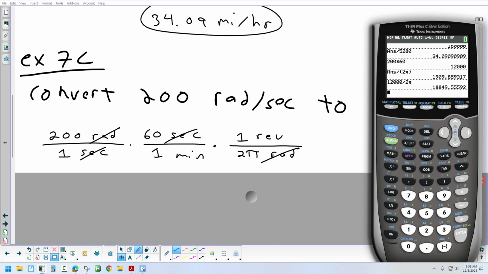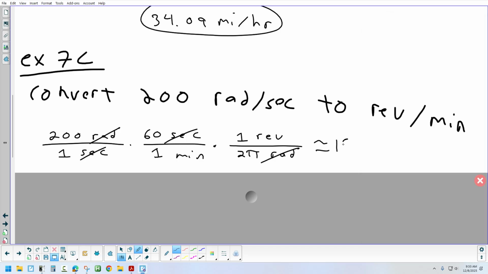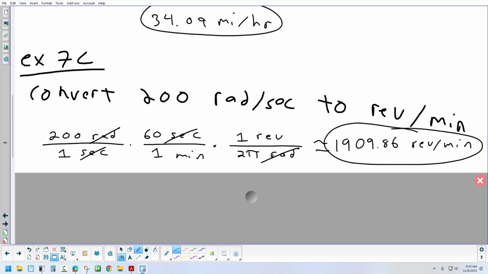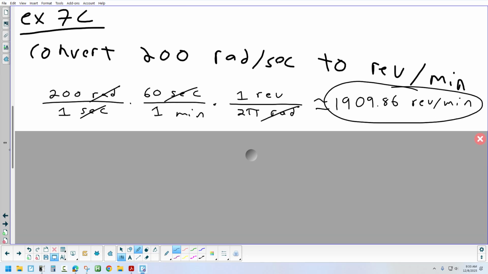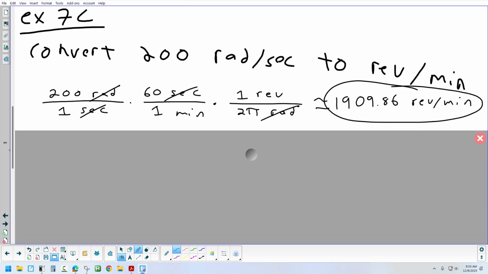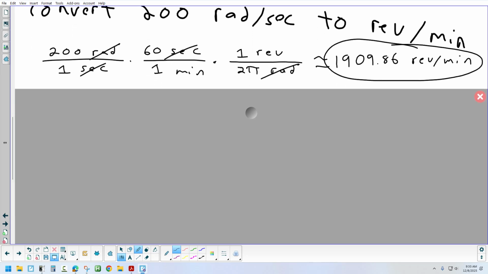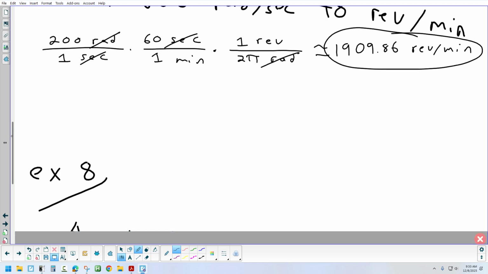All right. So you've got to make sure if you want to do it like I did, all in one step, you put that 2 pi in parentheses. So 1909.86. And that's revolutions per minute. Okay. Any question on that one? All right, let's try this one.